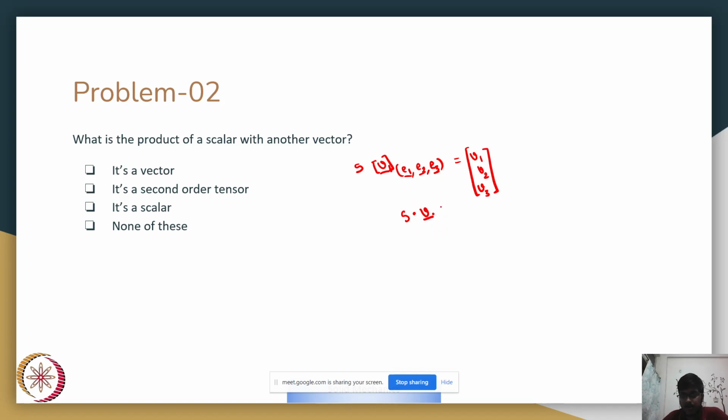It's a vector. Correct. So we simply multiply the scalar S with each of the components of vector V, which are V1, V2, and V3. And so the end product is simply S into V1 to S into V3, which is a vector.